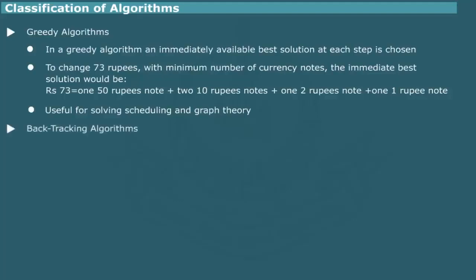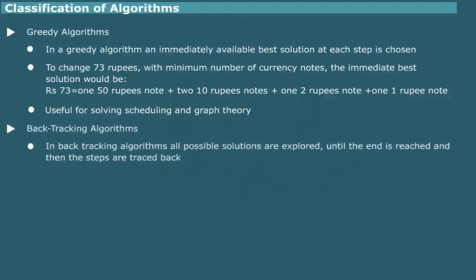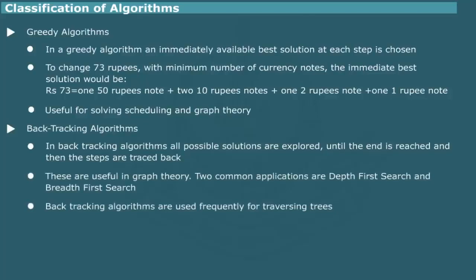In backtracking algorithms, all possible options are examined by moving back and forth until the solution is found. These kinds of algorithms are useful in graph theory. Two common approaches are depth first search, DFS, and breadth first search, BFS algorithms.